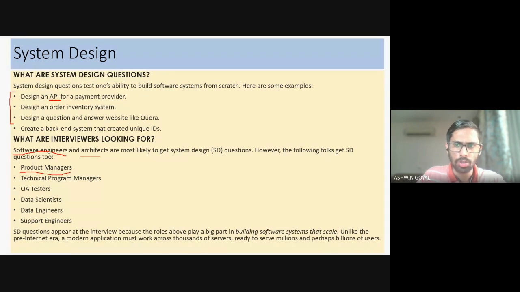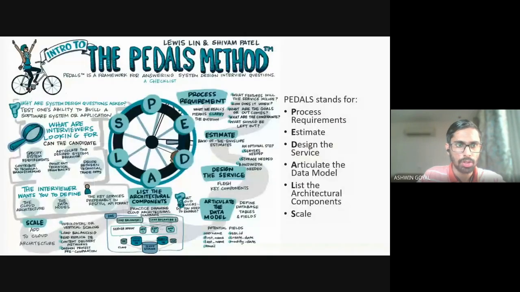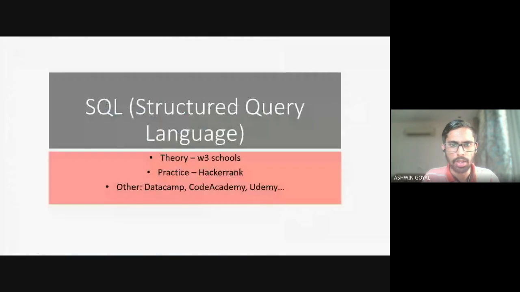These are mostly common for software engineers and architects, but at a senior level, senior product manager, lead product manager, these kinds of roles, you are expected to have a good understanding of system design as well. At this stage, you don't need to do this, but at a later stage, or even for a product analyst role, it would help. There's this famous framework for answering system design interview questions called the pedals method. I'll share this PPT with you. You can go through it. Any questions? I think we are done here. We'll cover SQL in the next session.